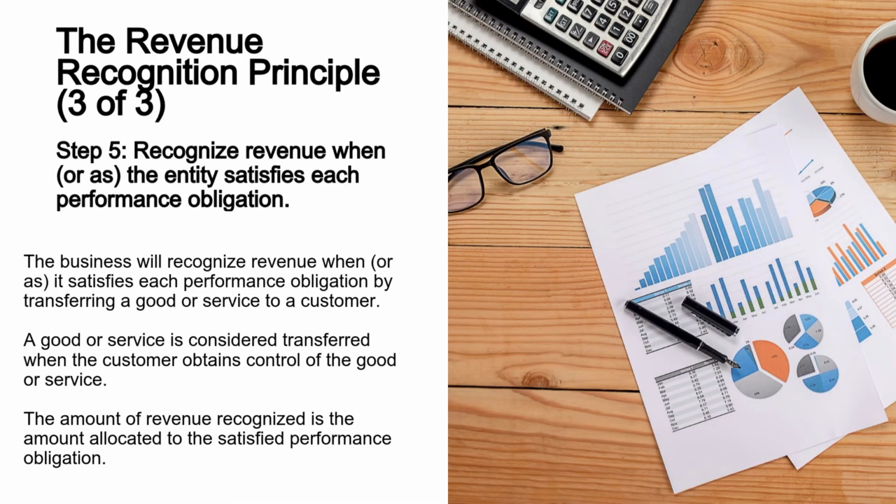Step 5 is to recognize revenue once the company fulfills each performance obligation. This happens when the business transfers a good or service to the customer, and the customer gains control over it. At that point, the company records the portion of revenue that corresponds to the specific obligation that has been satisfied.